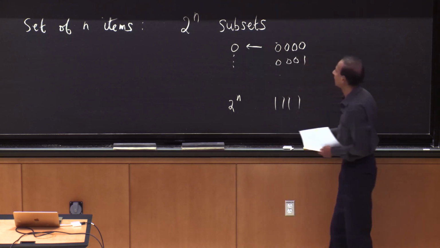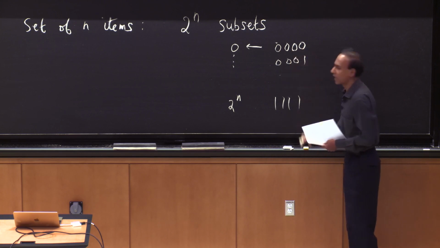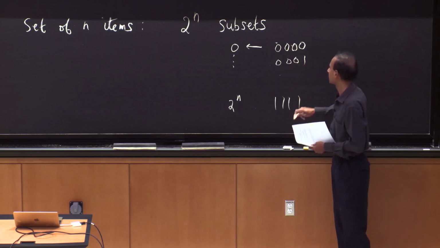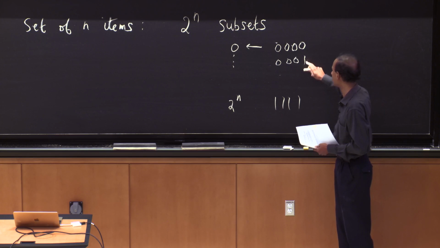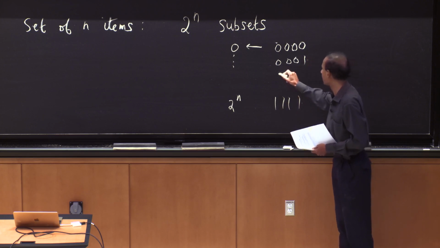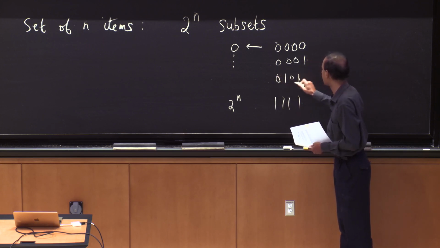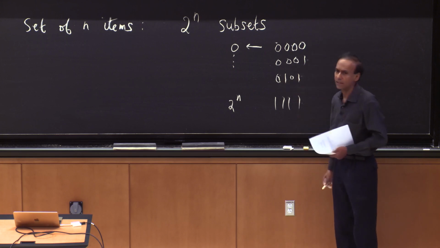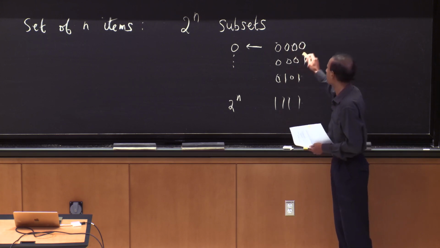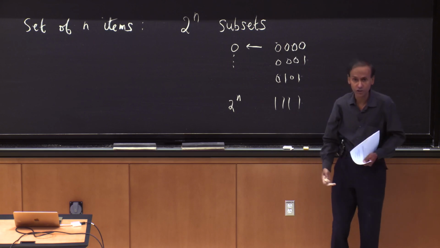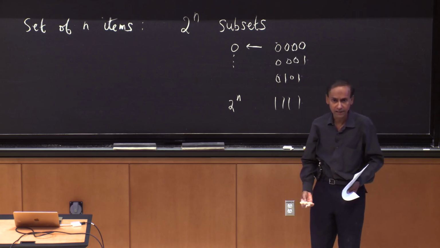And each of these is a distinct subset, right? This means none of the elements are in there. This means that the last element is in there. This means that all 4 elements are in there. And somewhere in here, if you have something like this, the second one is in there, and the 4th one is in there, right? So you could essentially use iteration to generate all of the subsets.